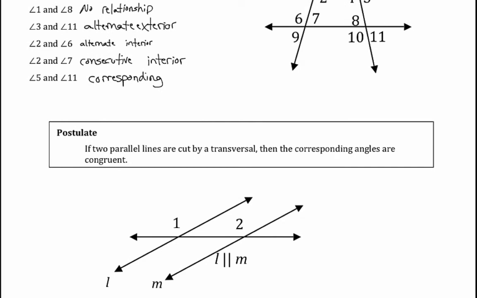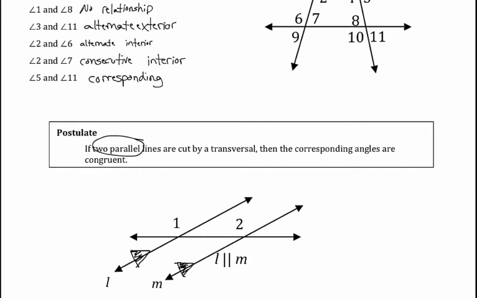Now in this postulate, the important part is if two parallel lines are cut by a transversal, then we believe the corresponding angles to be congruent, which makes sense. If line L and line M are parallel, and to note that in a picture, if you ever see a small triangle on those lines, that's indicating that those lines are parallel, being given to you. Then we believe the corresponding angles are congruent, which makes sense.